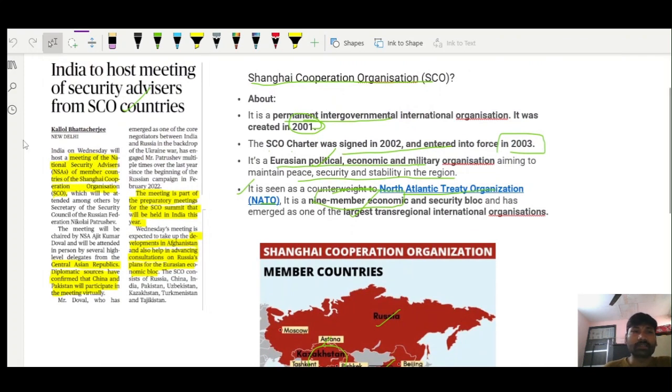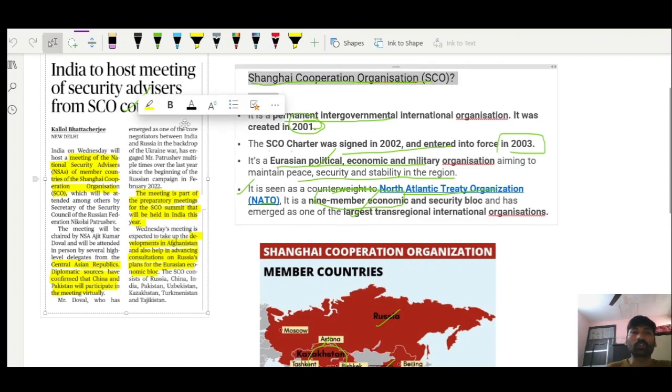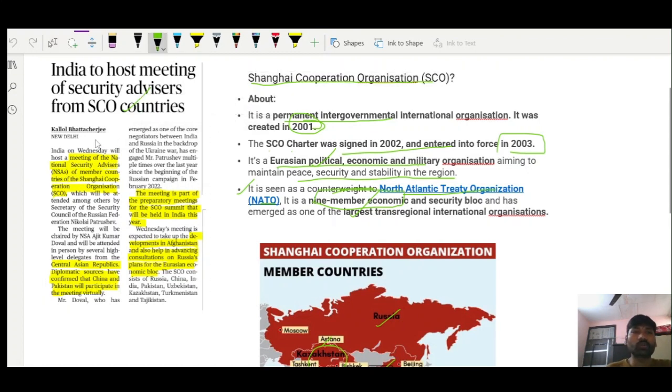So now let's come into the news article. India to host meeting of security advisors of SCO countries, Shanghai Cooperation Organization countries. Okay, so in this meeting, India will host the national security advisors of all 9 Shanghai Cooperation Organization members. So they'll discuss the most important and critical issues in the Eurasian region.